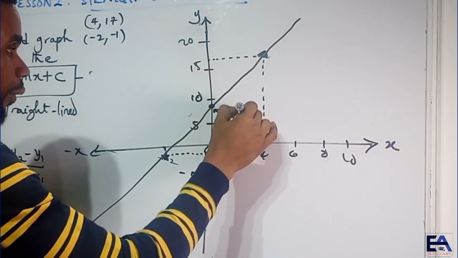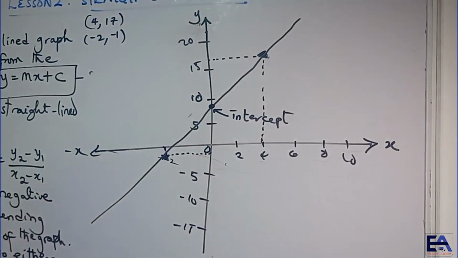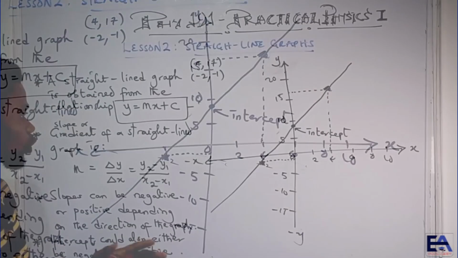y-axis, that is what we call the intercept. The place where it cuts across the y-axis is called the intercept, okay? All right, so now, how do we calculate the slope? The slope of a graph is calculated from any 2 points, okay?